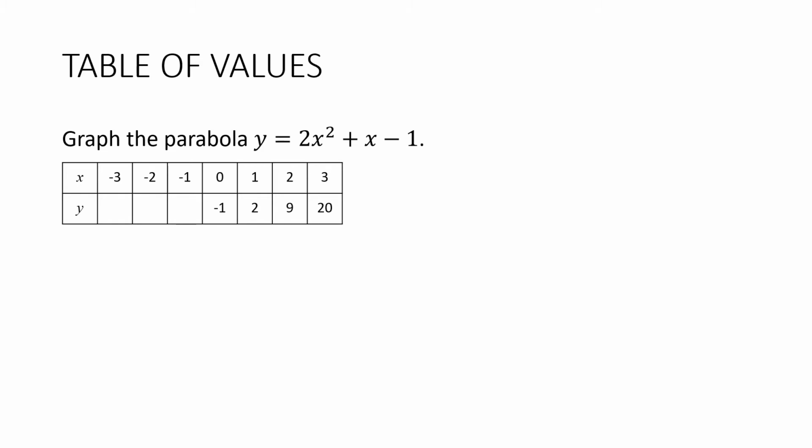Alright, let's do the negatives. Don't just assume that they are going to be symmetrical. In this case they're not. Put the -1 in. -1 all squared is +1. So this is 2, take away 1, take away 1, which is 0. Putting the -2 in, we're going to get 8, take away 2, take away 1, which is 5. And then finally doing the -3, 2 times 9 is 18, take 3 is 15, take 1 is 14.